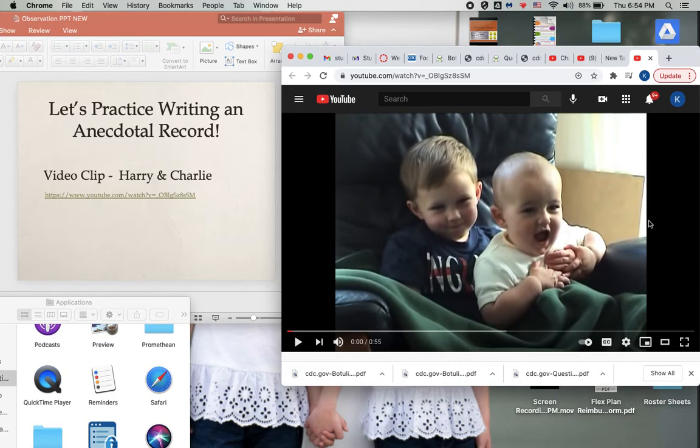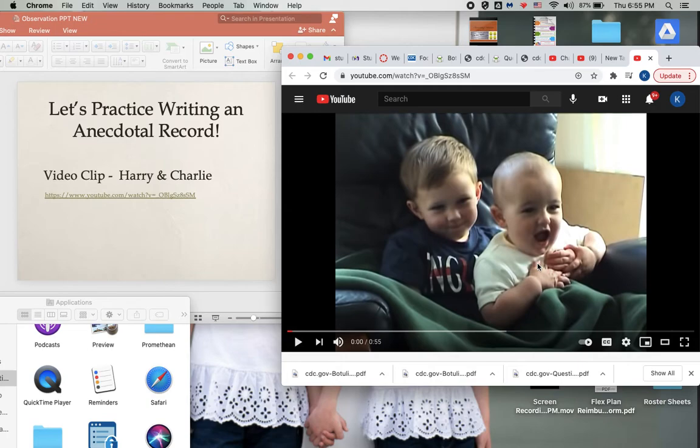Who are we observing? Well, on the PowerPoint slide, it tells us we are observing Harry and we're observing Charlie. Now, just for your information, Harry is the child on the left. Charlie is the child on the right. So it is Harry and Charlie.